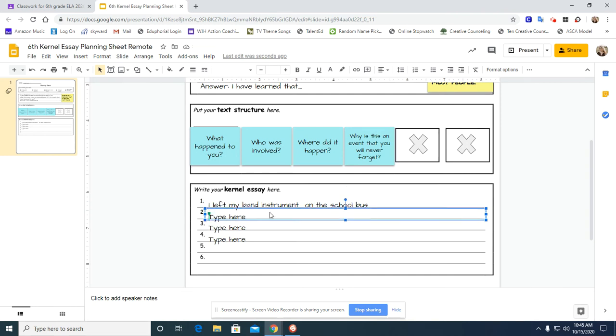The second question is, who was involved? Let me think about the people who were involved around the event that I'm writing about. Well, my friend Jake, the bus driver, and Mr. Smith, and he's my band teacher.